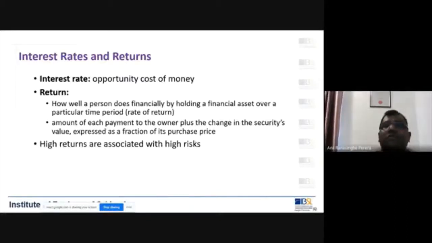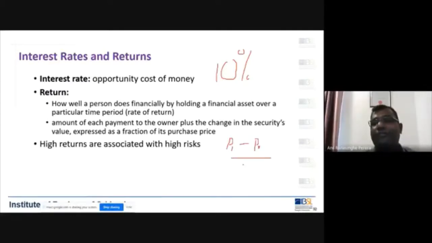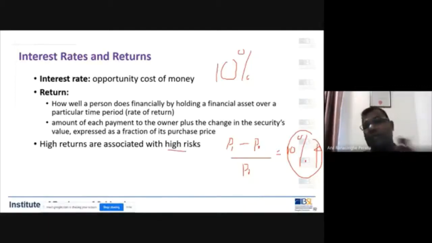For example, let's say the interest rate is 10%, which means you have to pay 10% of your principal. A return of 10% is simply the difference between prices, which means your gain. So usually these high returns are associated with high risk, that we already know. I think it is common sense in general. So what I want to highlight is that there is a difference between the interest rate and return.